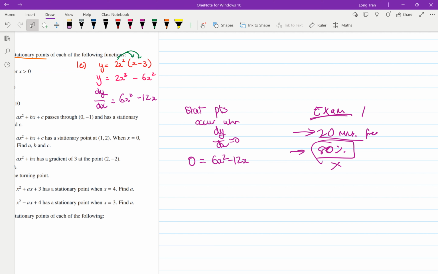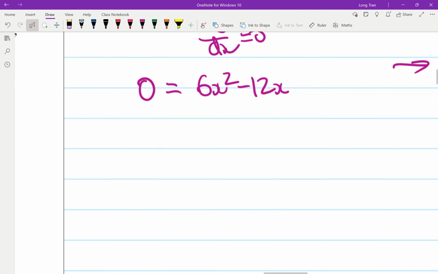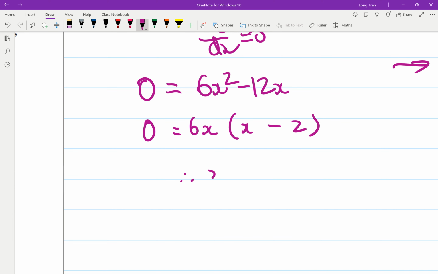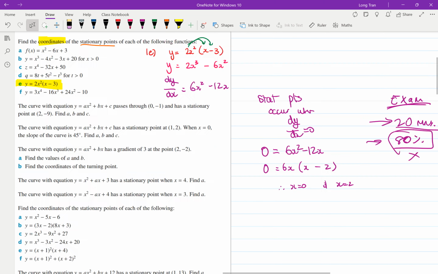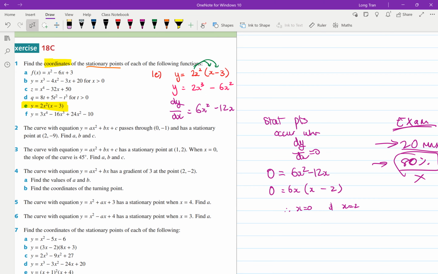Anyways, answering this question, we're back to delta y delta x equals 0. So factorizing this is now what? 6x bracket x minus 2. Therefore, x equals 0 and x equals 2. Sure? And that doesn't mean you're finished. Some students will finish here. The question was to find coordinates. With coordinates, this is just the x coordinate. You haven't given the y coordinate.